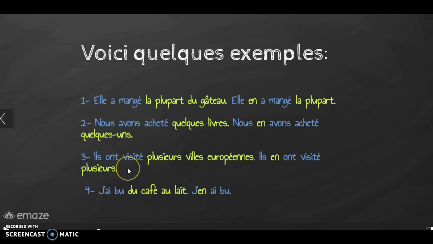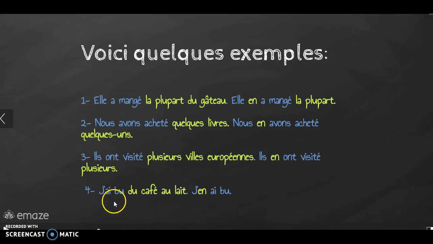In the third example, ils ont visité plusieurs villes européennes. They visited several European cities. I have replaced villes européennes by en. Ils en ont visité. And again, here I have an expression of quantity that indicates how many cities they visited. Alors, plusieurs, several, is the expression. I'm going to add it to my sentence at the very end. Ils en ont visité plusieurs.